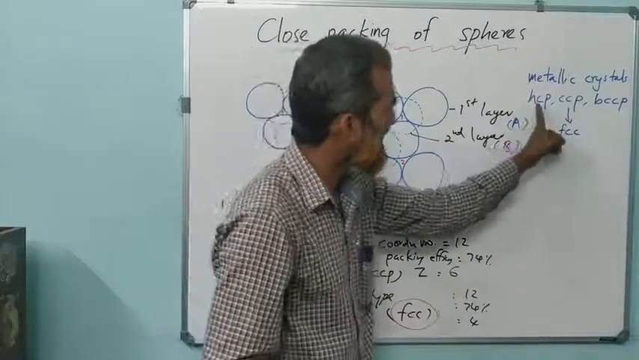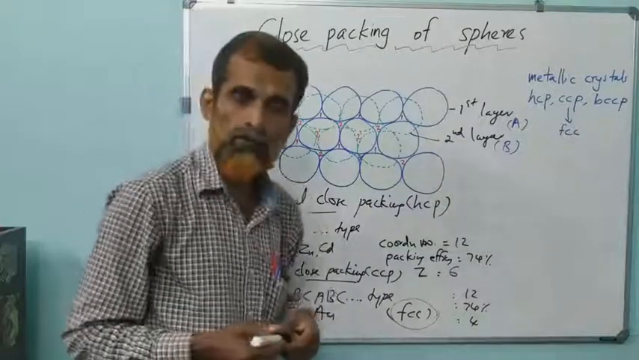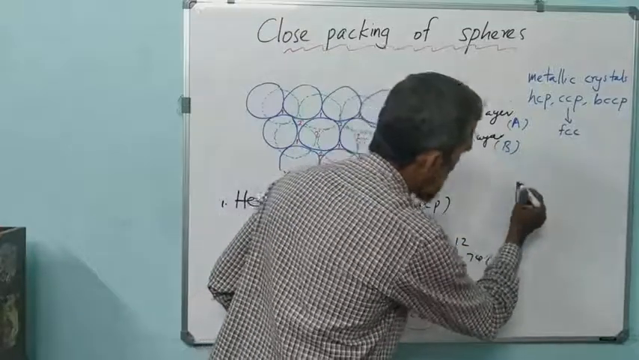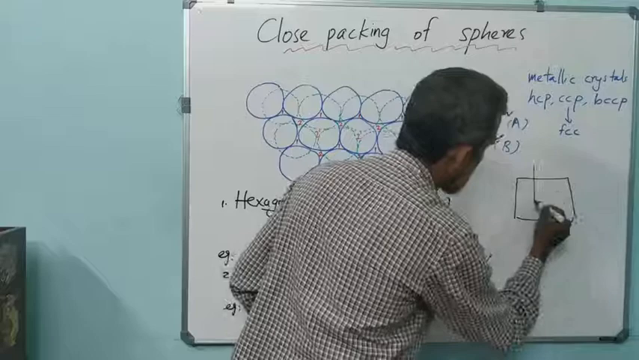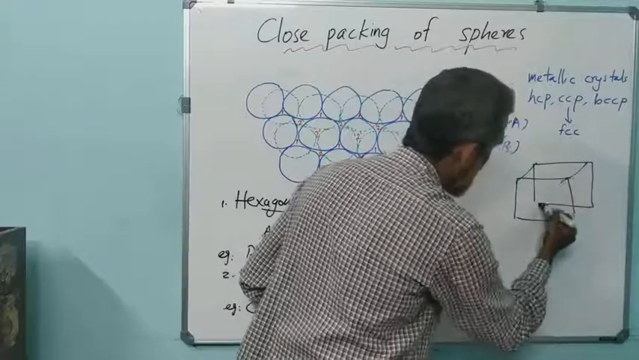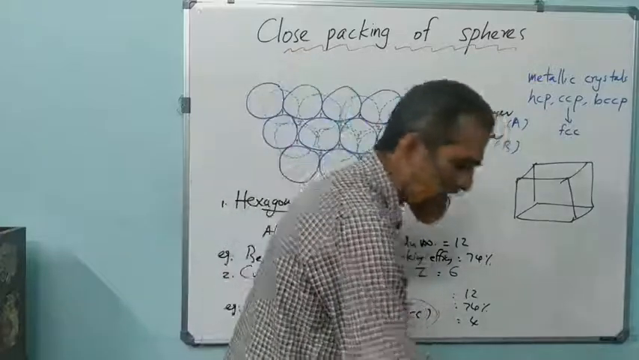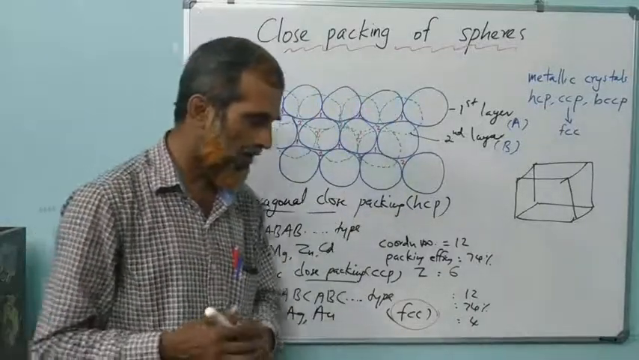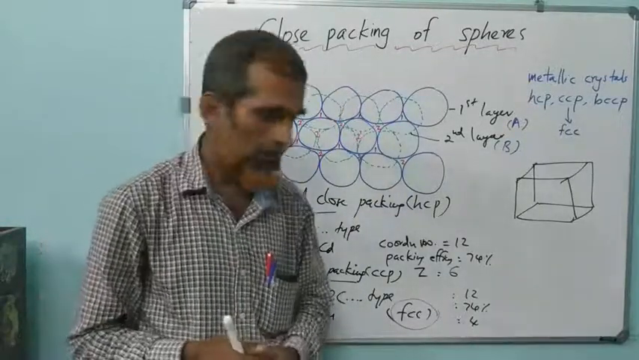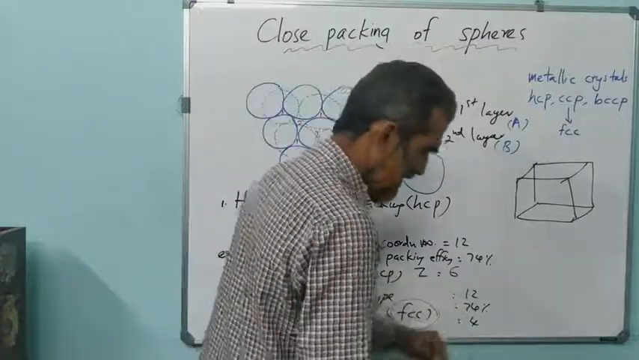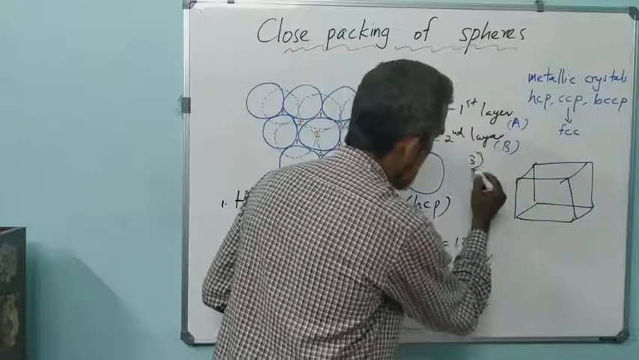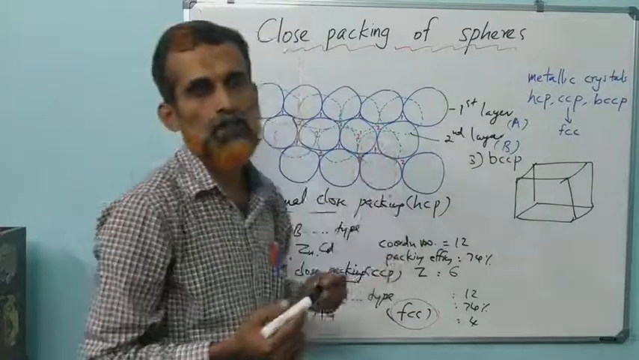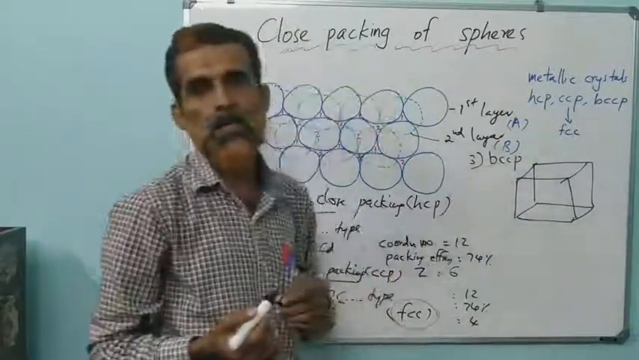In addition to this HCP and CCP, there is one more type of close packing, that is BCCP. You know what is BCCP? If I just show using the unit cell diagram, what is BCC? Body centered cubic. So there are some crystals like iron, tungsten, and also metals like vanadium, similarly barium. These metals. So this is the third type of close packing, that is called BCCP. BCCP means body centered cubic close packing.